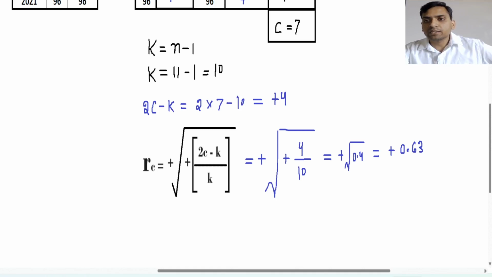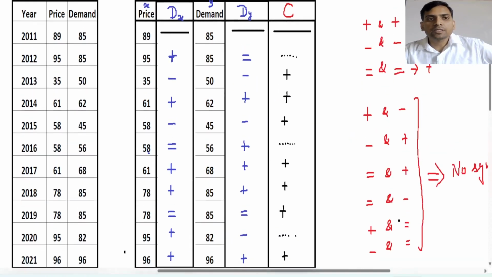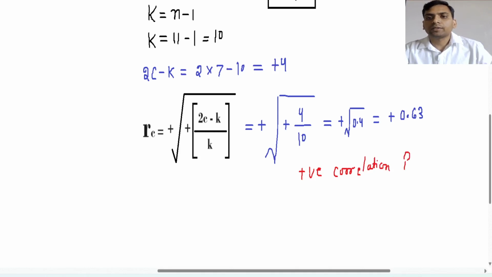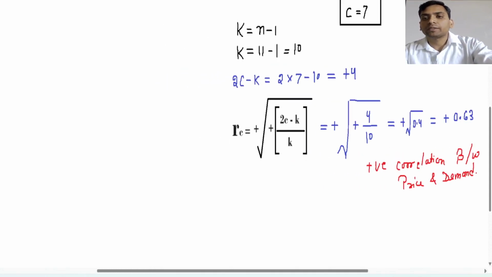Now we will interpret this result. We are considering two things, price and demand, and this value is positive. So we will say there is a positive correlation between price and demand. This means if price increases, then demand also increases. This is the concurrent deviation method.